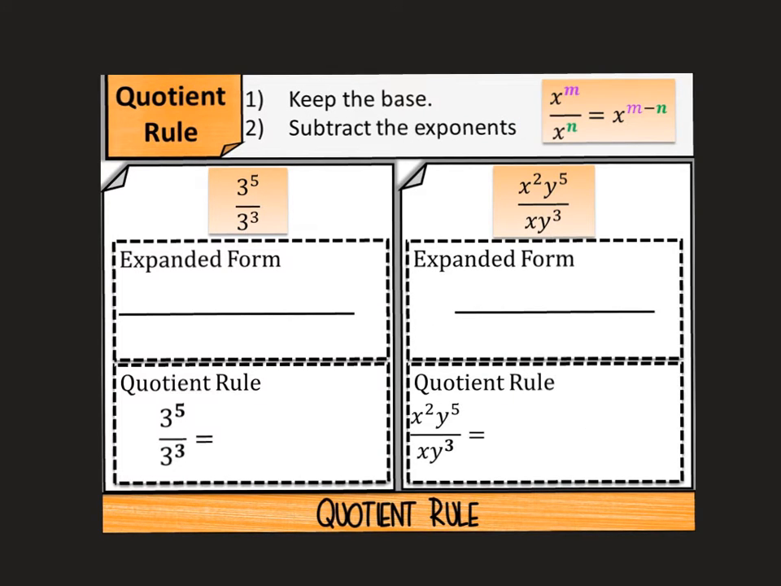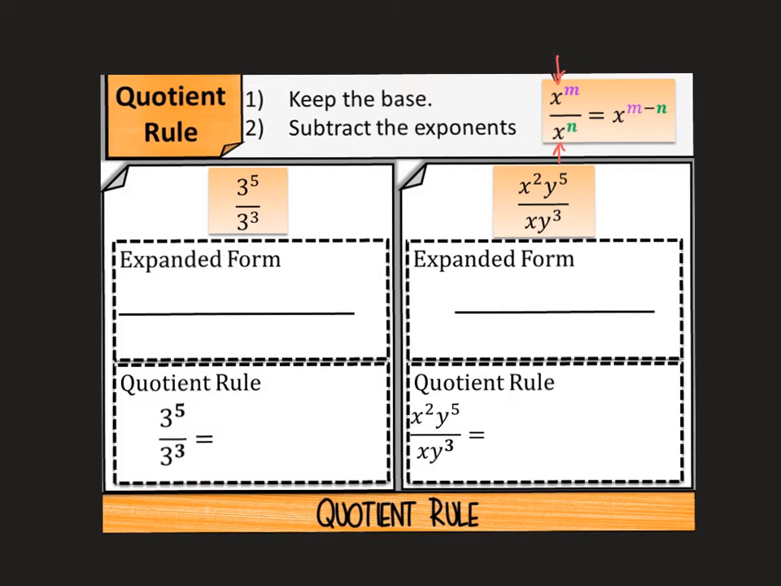The next rule is the quotient rule. So again, the bases have to be the exact same. So I have a base of x and a base of x. If that's the case, then I am just going to take the base and keep it, so x, and I'm going to subtract the exponent. So the top, the numerator exponent, minus the denominator, so m minus n.